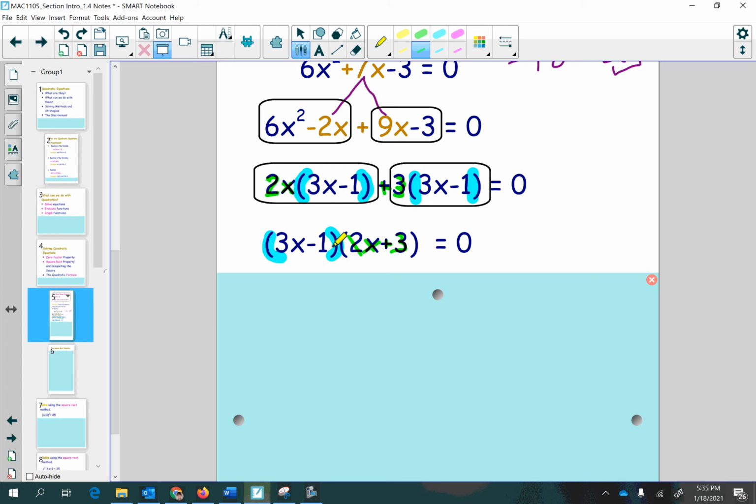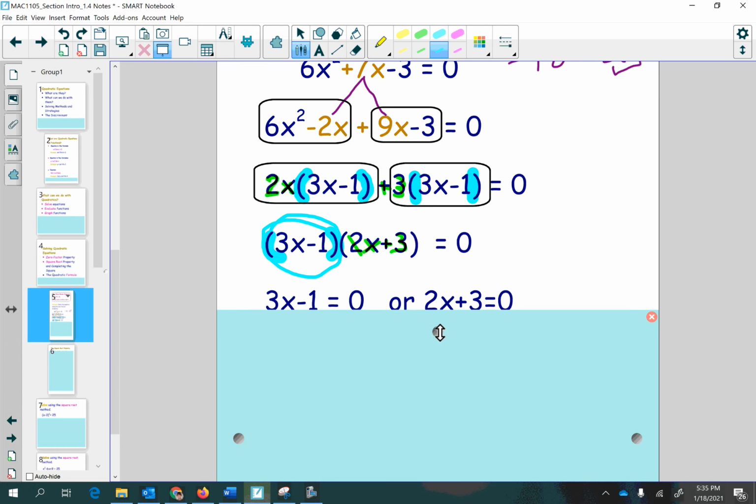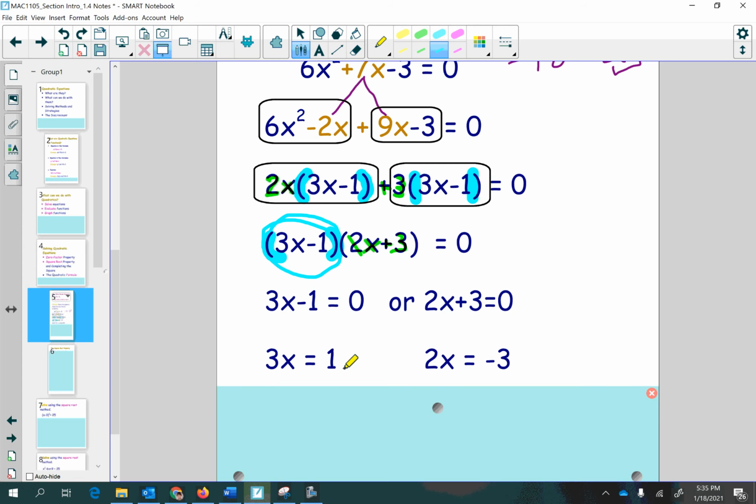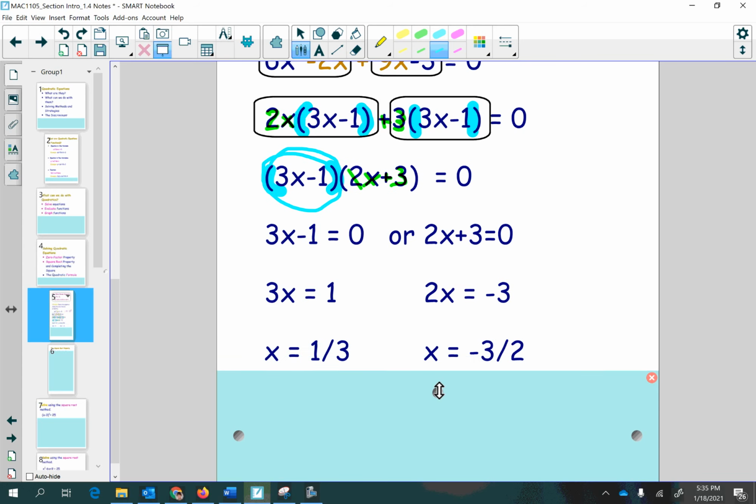So now that I have that, I have this whole piece right here times this second piece here equals 0. So that means either this blue piece was equal to 0, this green piece is equal to 0, or possibly both. So that's how I'm going to find my answers that will satisfy the equation. So I take each factor, set it equal to 0, and continue to solve, okay, until I get my 2 answers.